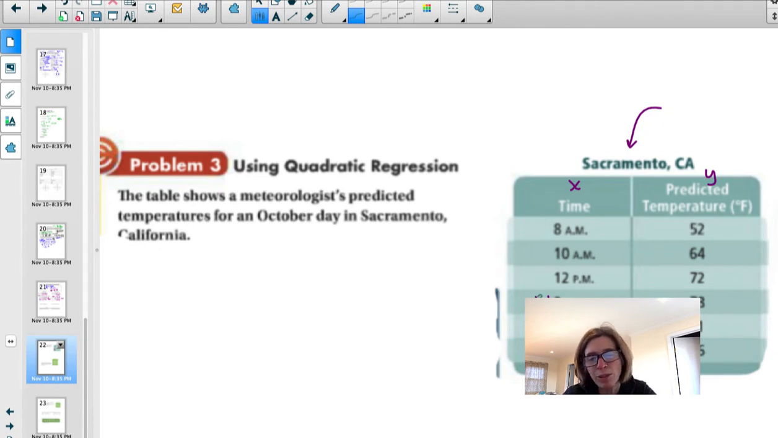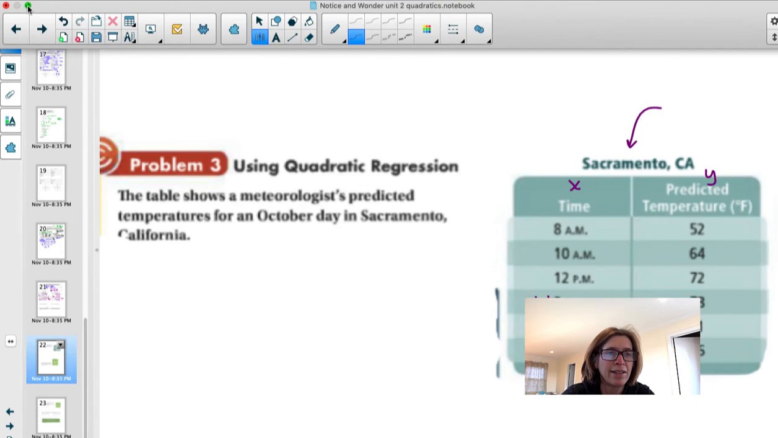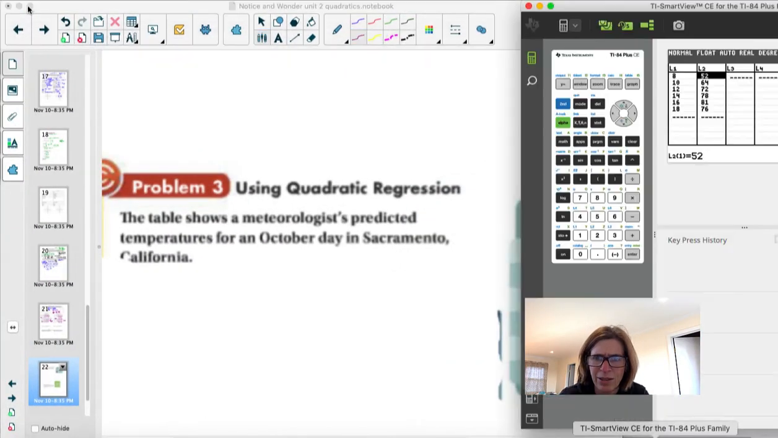We have to be really careful with time, though, because we wouldn't put in 2 o'clock in our calculator. We would put in 14, because we're going to let X be 0 be midnight. So how many hours away from midnight? Okay, so I'm going to grab my calculator. I put in the data: 8, 10, 12, 14, 16, 18, and then 52, 64, 72, 78, 81, 76.